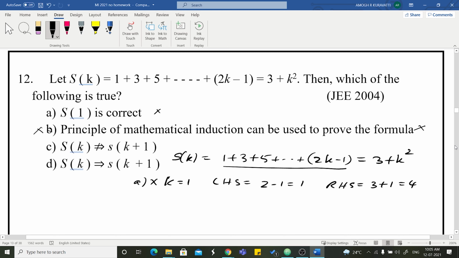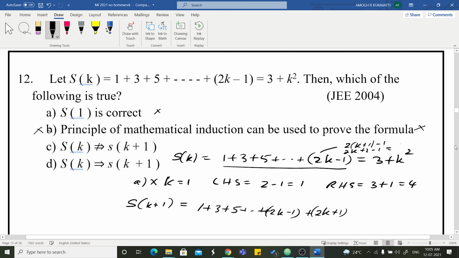Okay, now let's do S of k plus 1. S of k plus 1 is equal to 1 plus 3 plus 5 and so on up to 2k minus 1. Adding the next term, which is 2k plus 1. Adding the k plus 1th term: put k plus 1 where there is k and substitute. Replace k by k plus 1 in 2k minus 1, that is 2 of k plus 1 minus 1, that is 2k plus 2 minus 1, that is 2k plus 1.